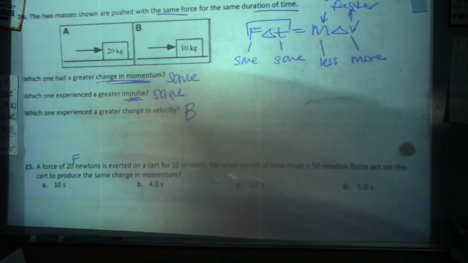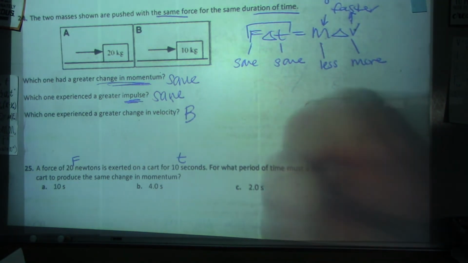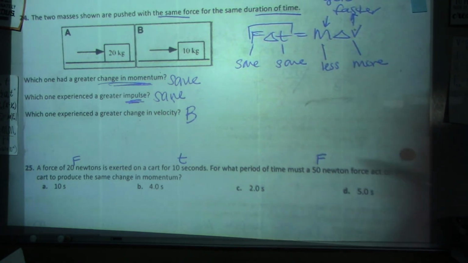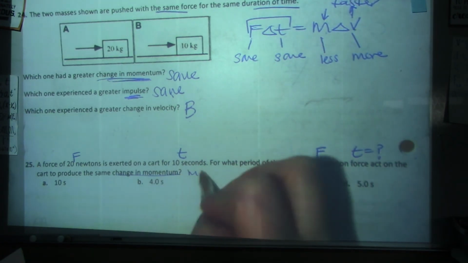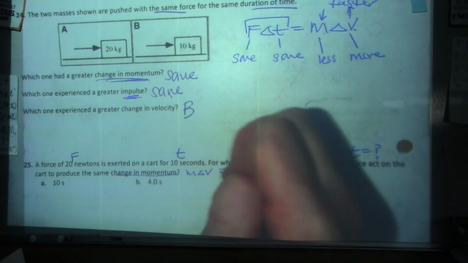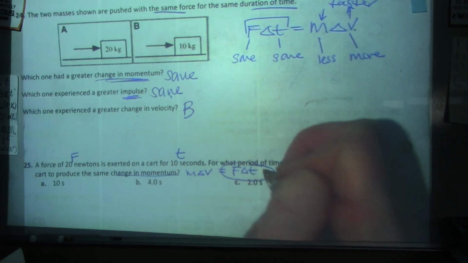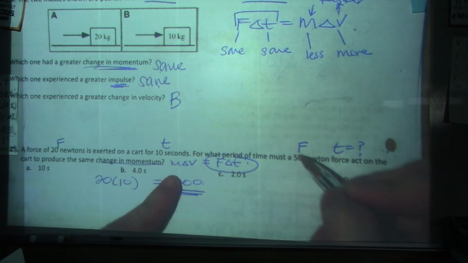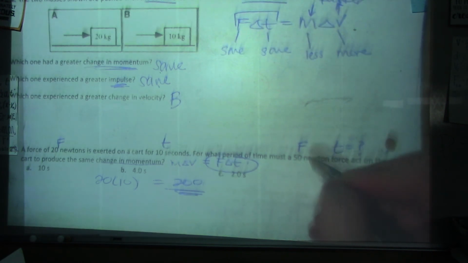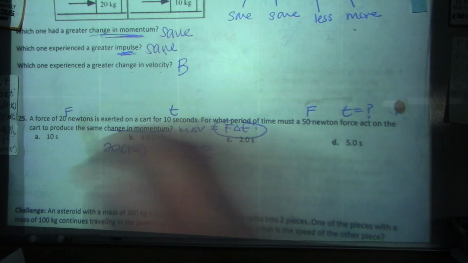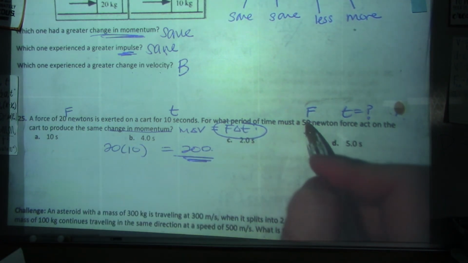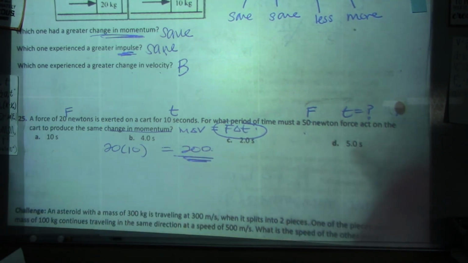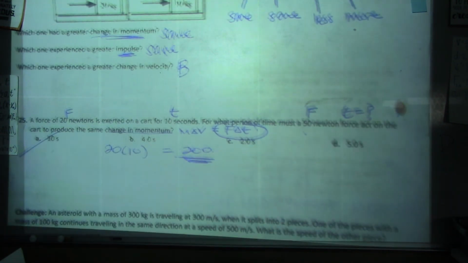Force of 20 newtons on a cart for 10 seconds. How long would you need this new force to produce the same change in momentum? Let's think, change in momentum is m delta v. We don't have that, but it's also F delta t, so let's use F delta t. 20 times 10 would give me a change in momentum of 200. I want to keep the same change in momentum, but now I only have a 50 newton force. So I have a bigger force now. If I have a bigger force, it would need less time, so it can cross off A, that's the only one it can cross off.